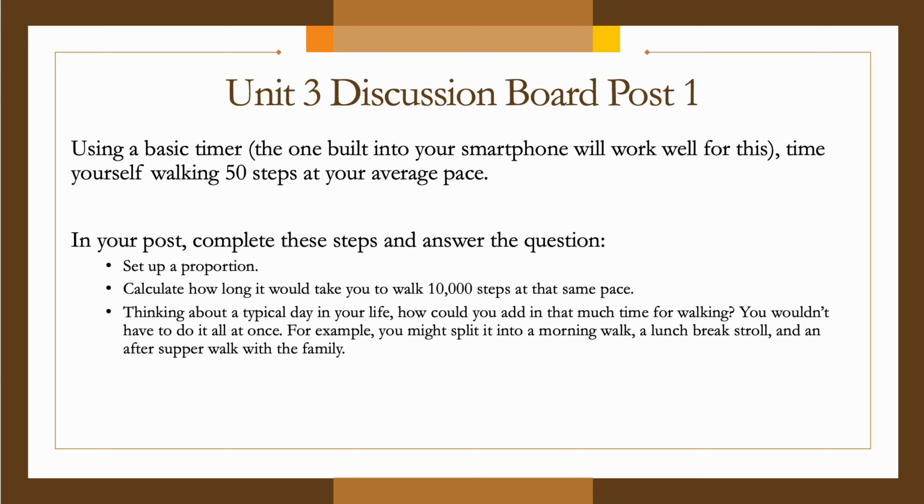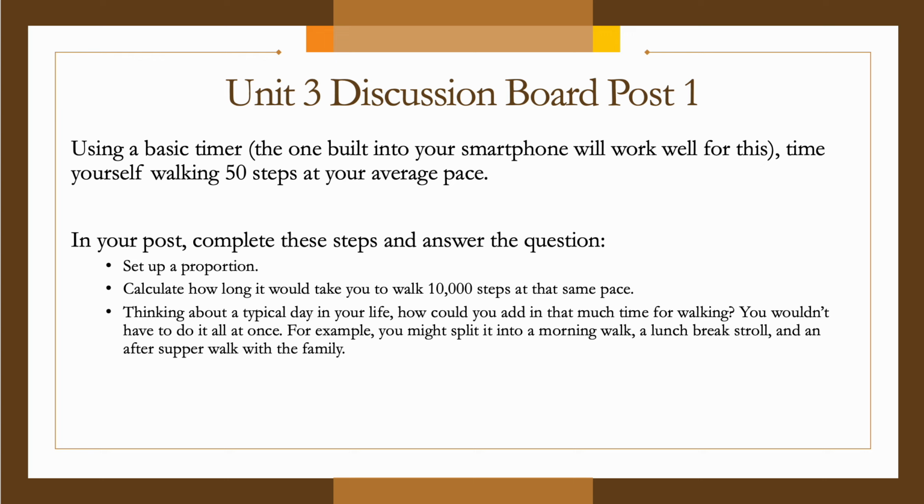To Unit 3, and in this Unit 3, we're going to be utilizing some technology to find the speed that you walk. So using a phone timer on your smartphone, your watch, or any other device, time yourself while you walk 50 steps at your normal pace. So exactly like if you were walking through the mall, or if you were just taking a walk, whatever your pace would be.